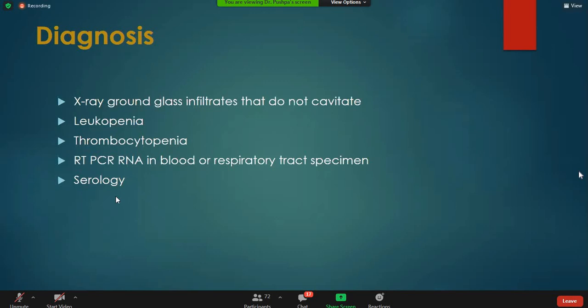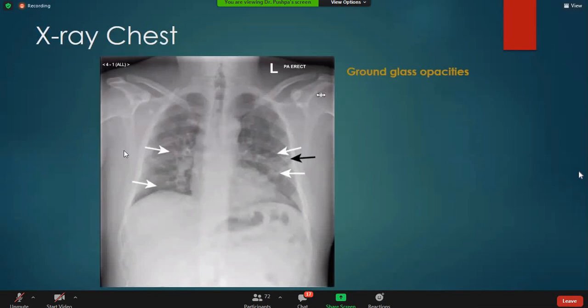So on X-ray chest, you will see bilateral basal white markings in the chest X-ray, which are shown here also, or bilateral basal ground glass opacities. These ground glass appearances are due to the infection and inflammation, and if it is seen after a while, 3, 4, 5 weeks, then it will be replaced by fibrosis. So these white lines are due to the fibrosed lung.